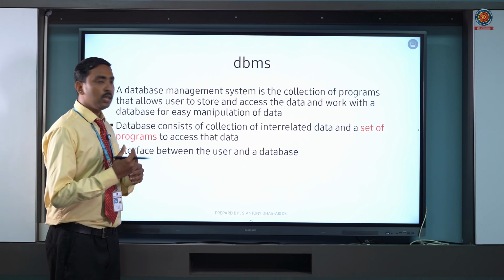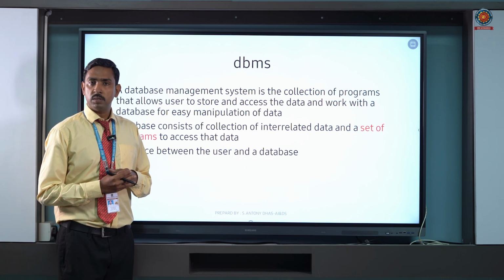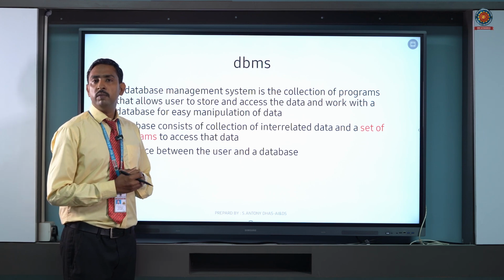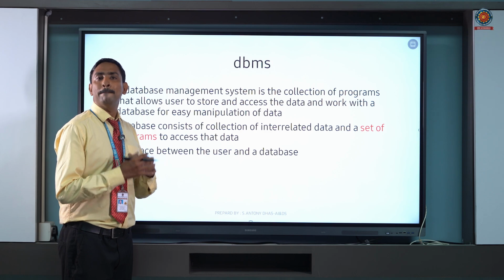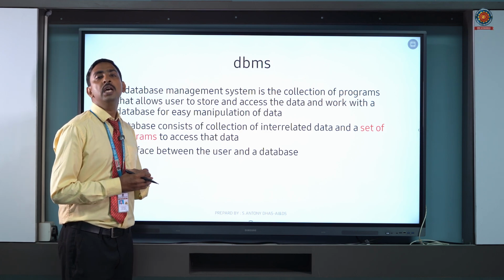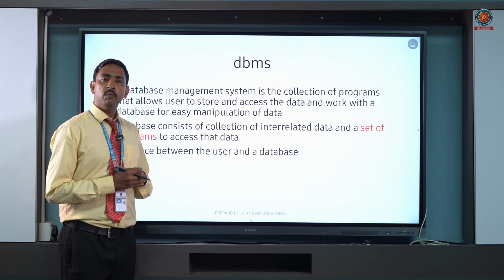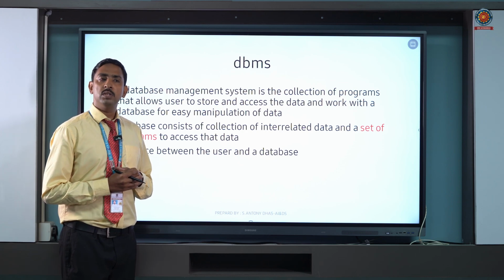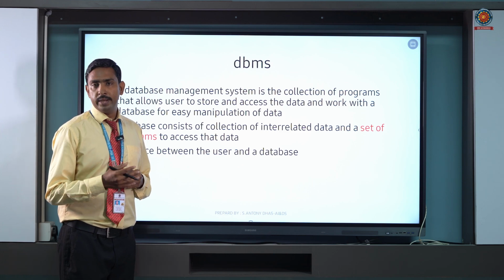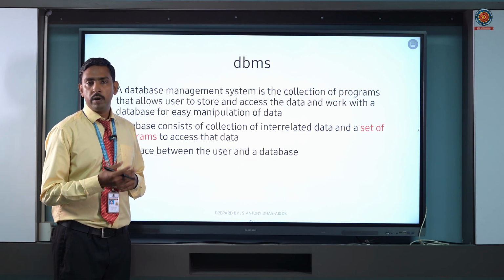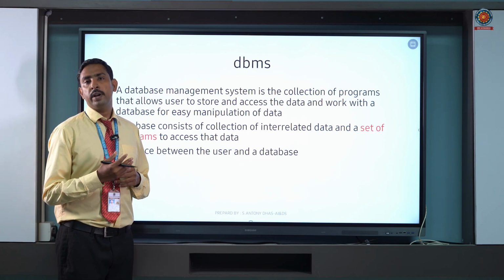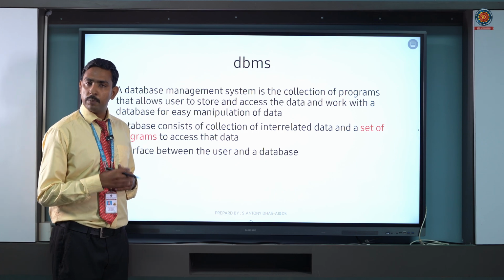Next one is database management systems. From the name itself we get the meaning: we are going to manage the data. How do we manage the data? By using software. Nowadays they are using different kinds of database management system software, for example MySQL, Oracle and MongoDB. These kinds of database management systems are in use at present.